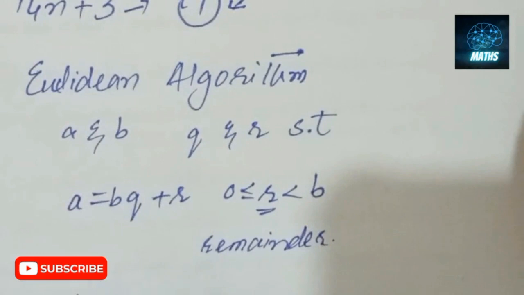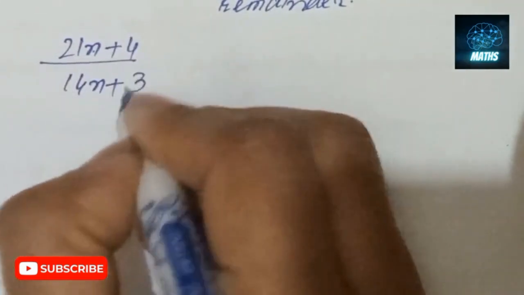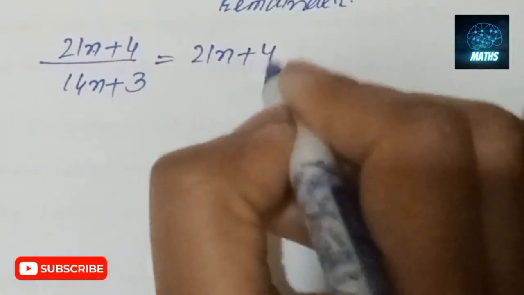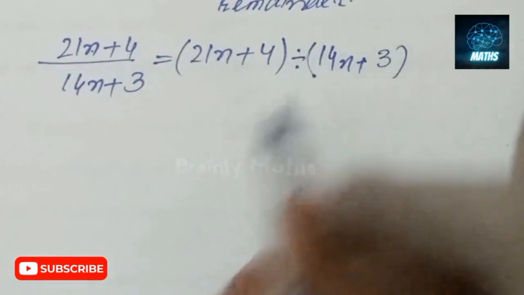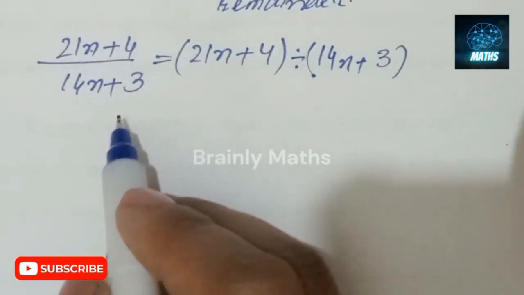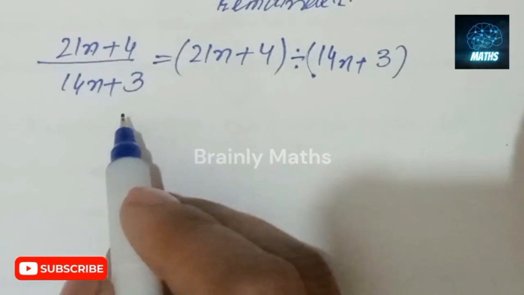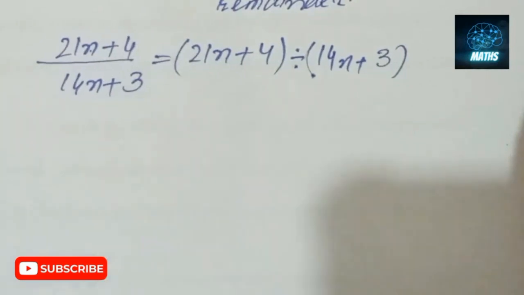So in this case, we can rewrite the fraction of the problem as 21n plus 4 divided by 14n plus 3. I want to apply the Euclidean algorithm. Using the Euclidean algorithm, we can find the greatest common divisor of the numerator and denominator by repeatedly dividing the larger one by the smaller one until we reach a remainder of 0. I'm going to do it by long division.